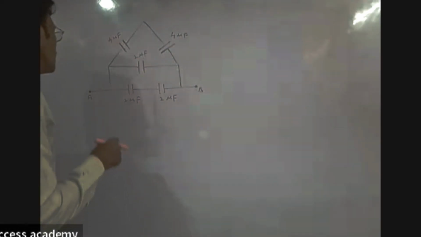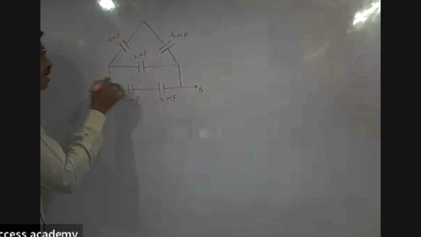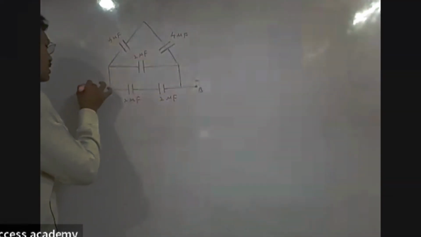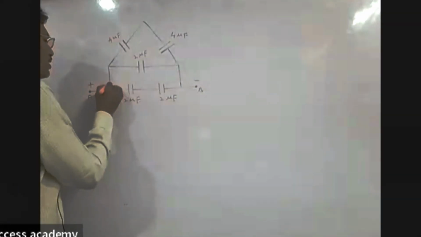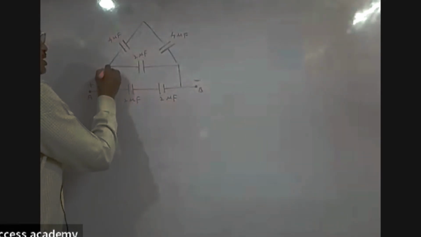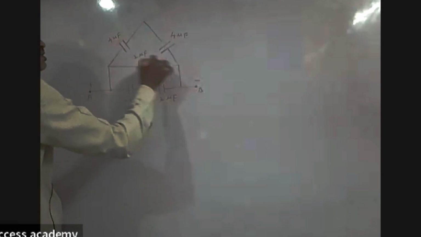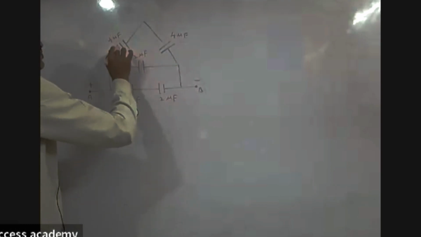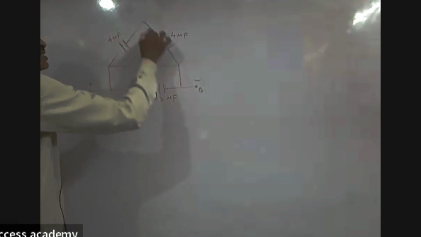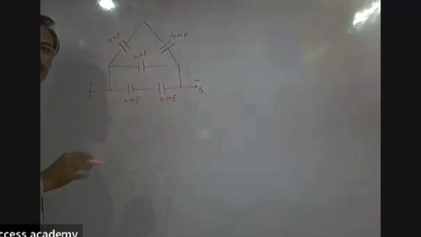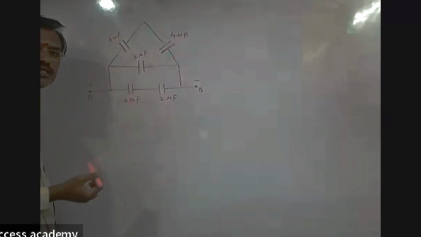In this problem, it is very clear that A is connected to the positive terminal and B is connected to the negative terminal. A is positive and B is negative. Observe carefully. At this point, the charges are separating. In this way, this is one path. This triangular part is one path. There is no deviation. So this 4 microfarad and 4 microfarad both are in series combination.